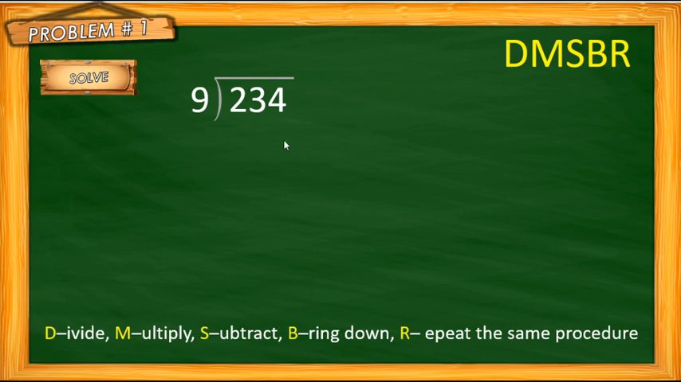So, let's proceed. 2 divided by 9 cannot be. So, using the 2-digit number, we're going to divide 23 divided by 9. How many 9 in 23? Very good. We have 2. So 2 multiplied by 9, the product would be 18. So subtract. 3 minus 8 cannot be.